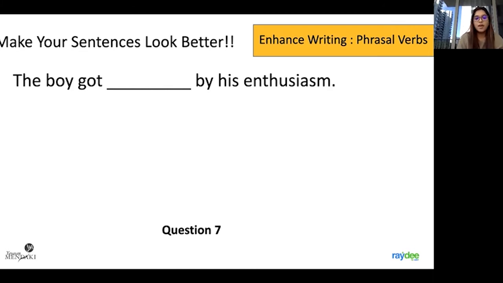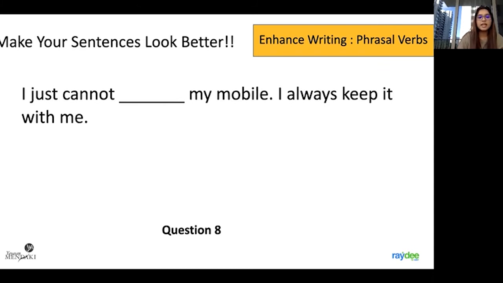Now, the boy got what by his enthusiasm. So we are talking about enthusiasm. So we say the boy got carried away by his enthusiasm. Now, if the students were to ask why carried away, we use the phrase carried away because the boy is no longer aware of his surroundings. He's just going along with his enthusiastic feeling. All right. Okay, the next one.